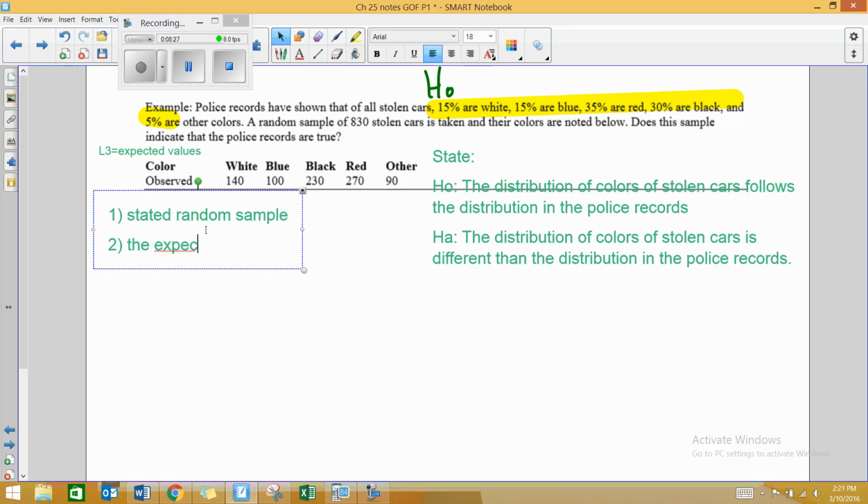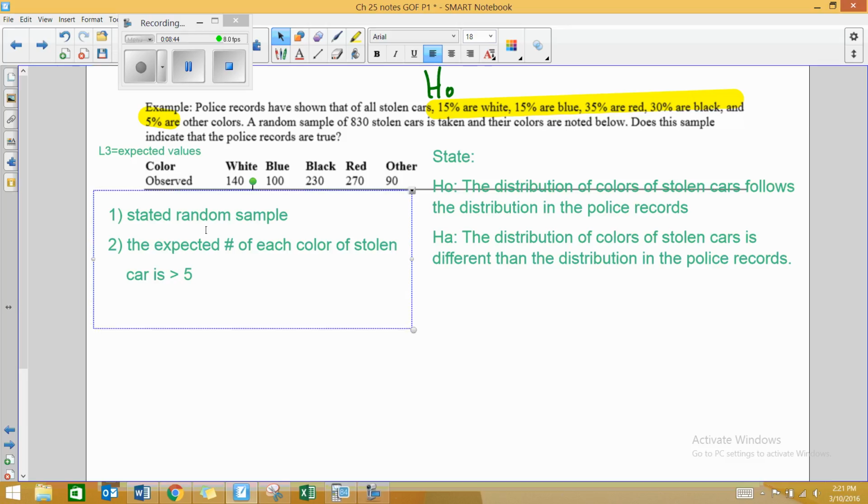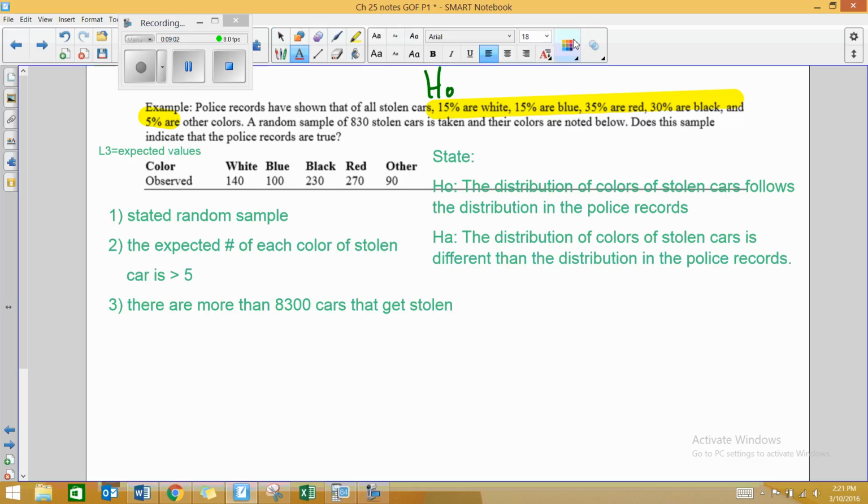Oops. The expected number of each color of stolen car is greater than 5. And then finally, condition 3, we would have to check that one since it is a random sample. I'm going to say there are more than 8,300 cars that get stolen. Okay, so now we've finished our state step. So we're finished with our state step.